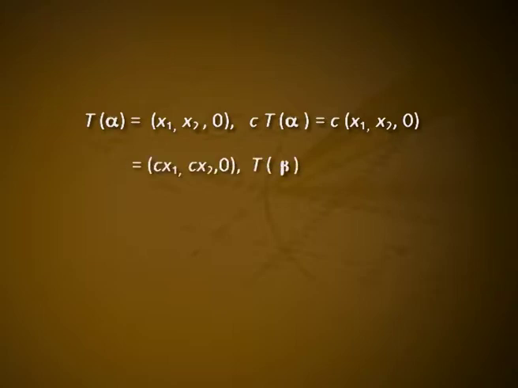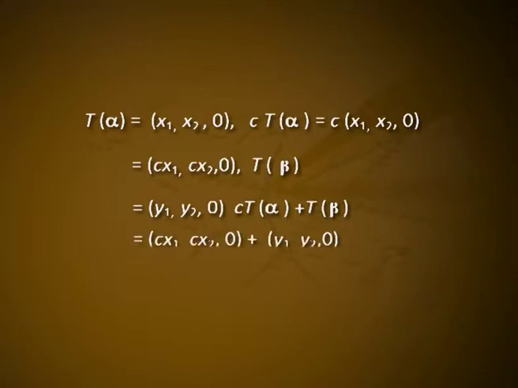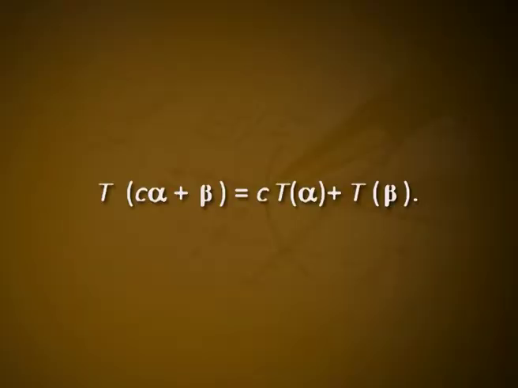Also, T of alpha is equal to x1, x2, 0. C into T of alpha equal to C into x1, x2, 0, which is equal to C x1, C x2, 0. T of beta equal to y1, y2, 0. C into T of alpha plus T of beta is equal to C into x1, C into x2, 0 plus y1, y2, 0, which is equal to C into x1 plus y1, C into x2 plus y2, 0. Equation number 7. From 6 and 7 we obtain T of C into alpha plus beta is equal to C into T of alpha plus T of beta. Hence, T is a linear operator.